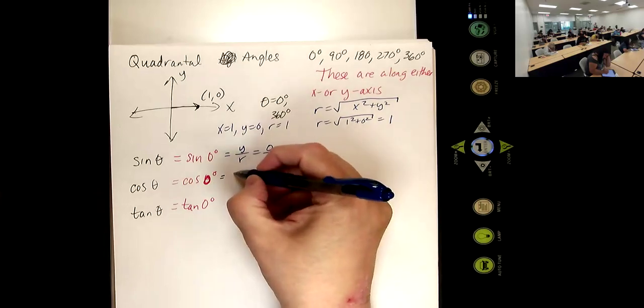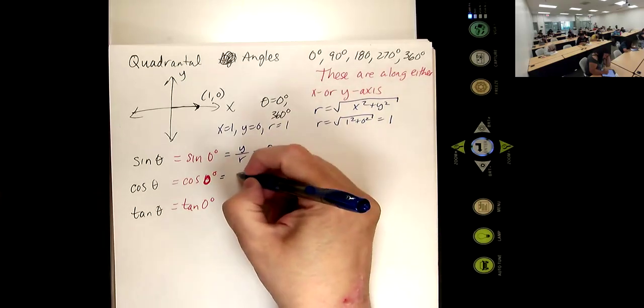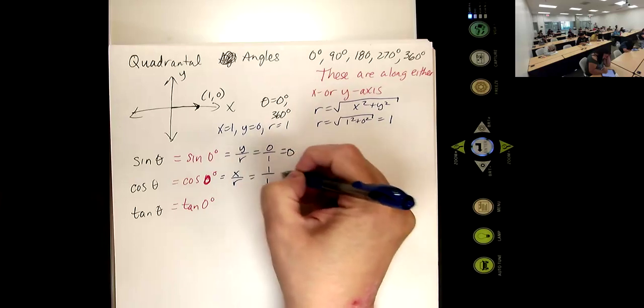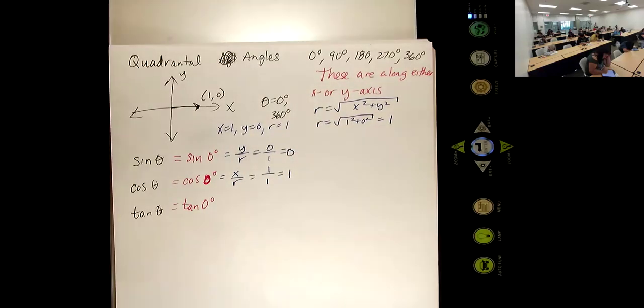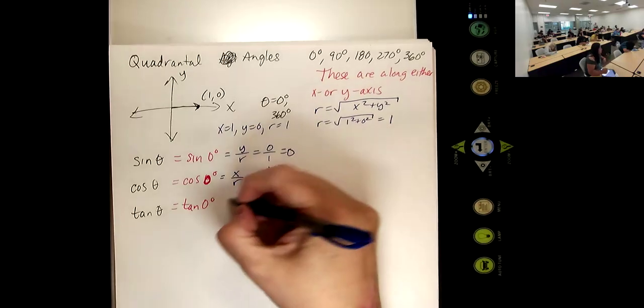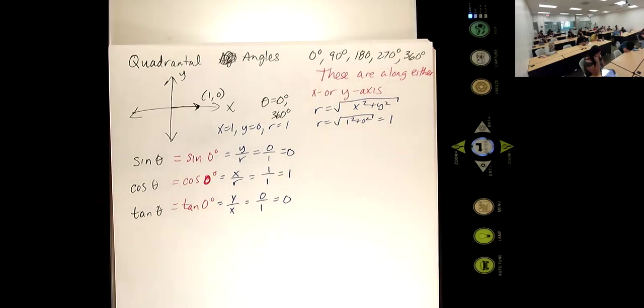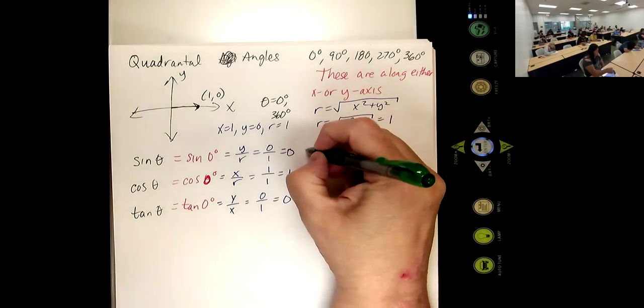Cosine theta is x over r. One over 1 is 1. Tangent theta is y over x. We have 0 over 1, so another 0. No problem so far. The problem comes when we try to do the related reciprocal trig functions.